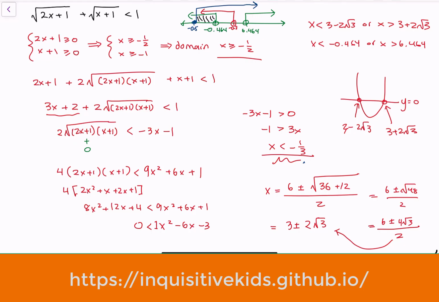So our final answer would be x must be between negative 1/2 and 3 minus 2 times the square root of 3. The first one is closed, the second is an open interval. And that's our answer.